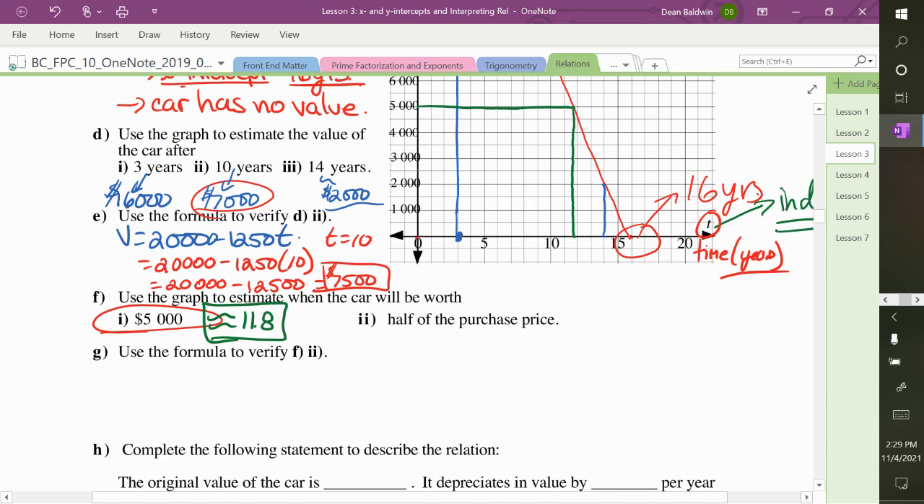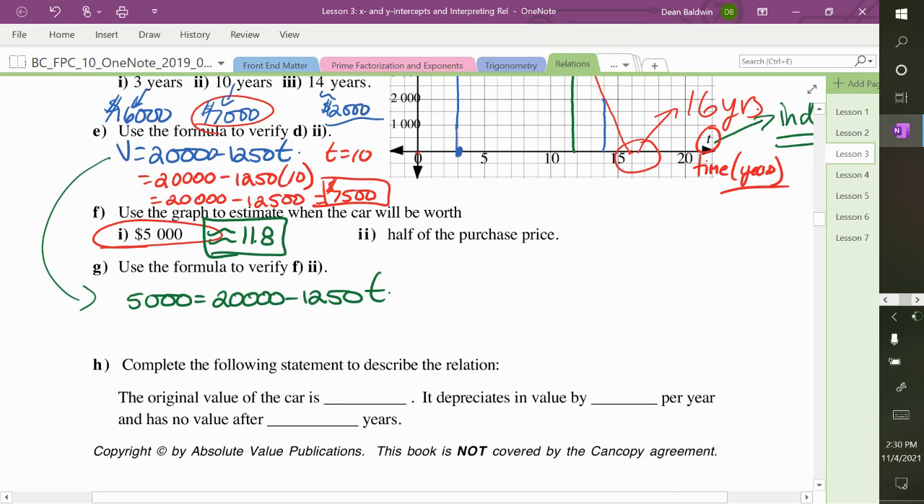So we can use the formula to verify this. Our formula is V is equal to 20,000 minus 1250t. If I say, how long before it's worth 5,000, where do I put the $5,000? In for V, in this formula. So 5,000 is equal to 20,000 minus 1250t. This is algebra. If you are weak in algebra, you need to come see me because the next infinity units all involve lots of algebra.